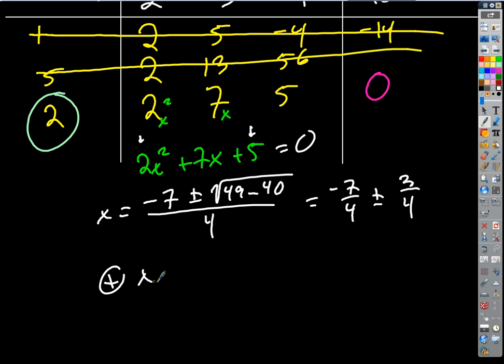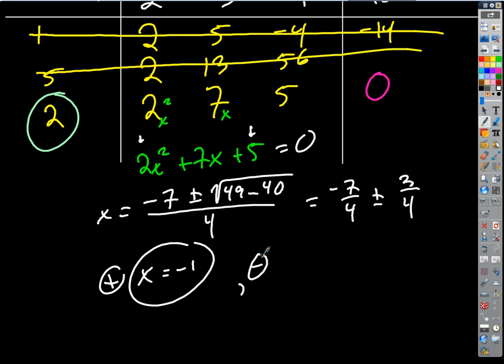If I take the plus sign, what's x equal to? What's negative 7/4 plus 3/4? Negative 4/4, which is negative 1. So there's one answer: x equals negative 1. There's another 0 we got.